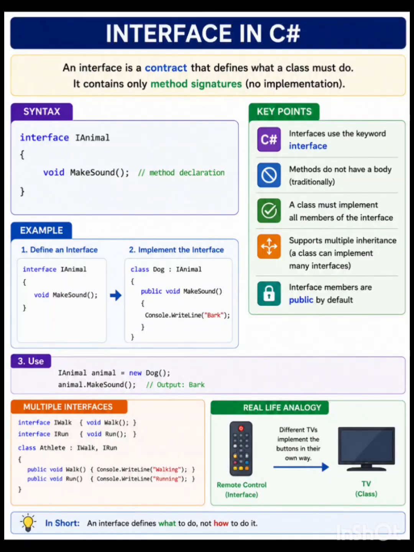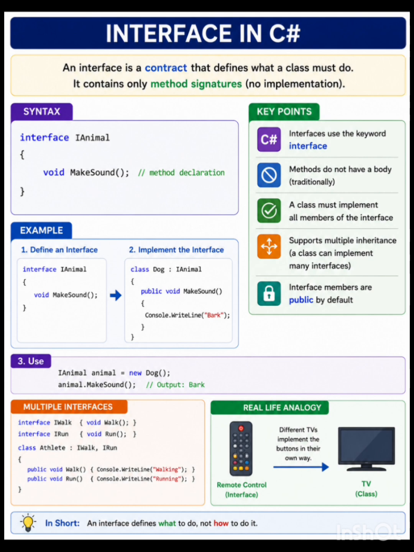Interface in C sharp is a very important topic or concept in any programming language. Here I'll explain it in C sharp. It's almost a similar concept in all the other languages also. So what is an interface? We say it is a contract. It defines what a class can do. I'll explain it in a simple way.